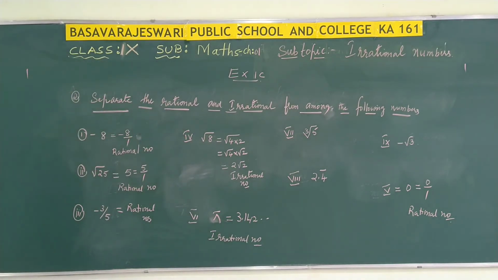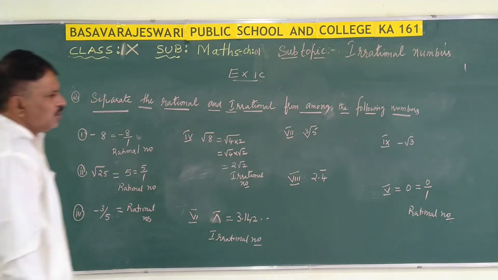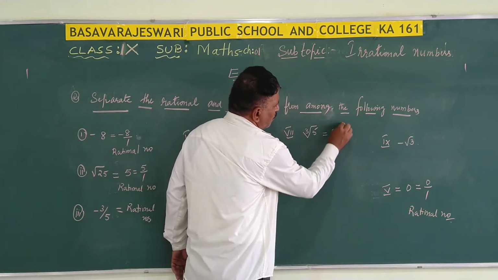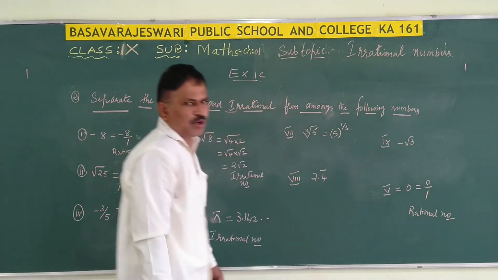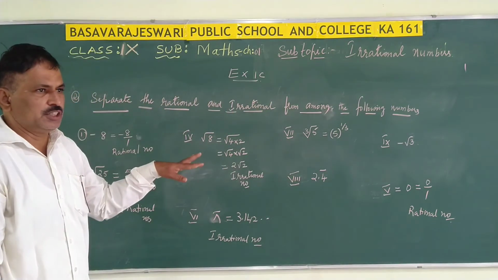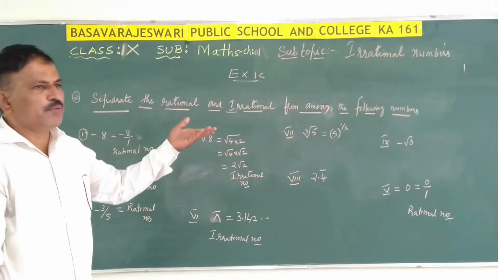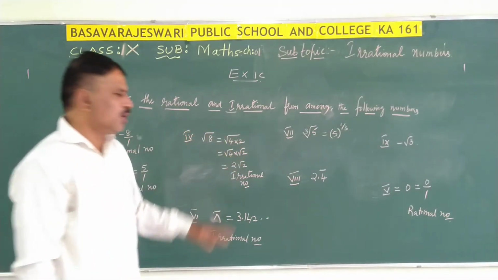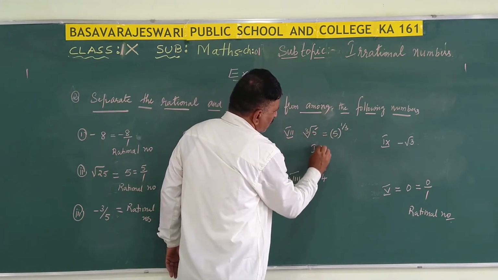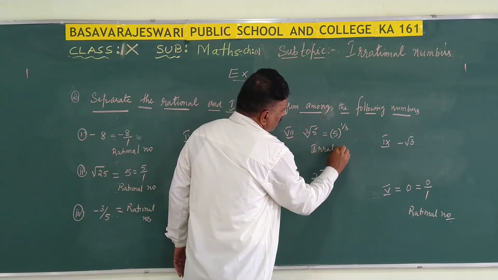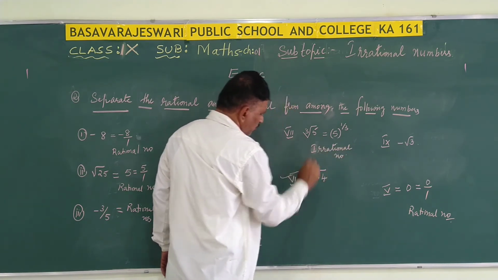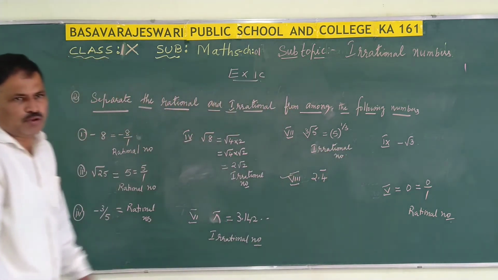Then cube root of 5. Cube root of 5 can be written as 5 to the power of 1 by 3. Is it not so? It cannot be changed, so it cannot be written in the form of a rational number. So therefore it is an irrational number.